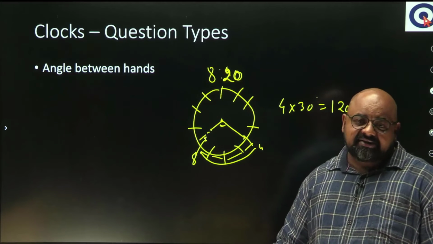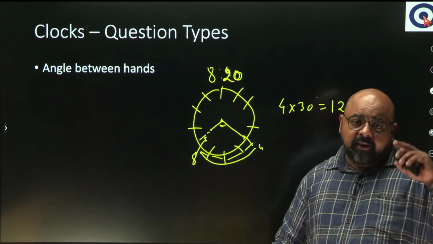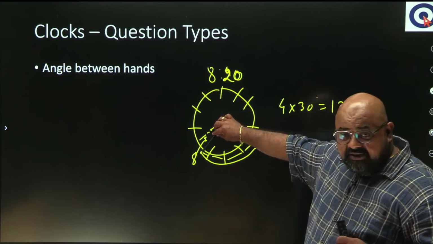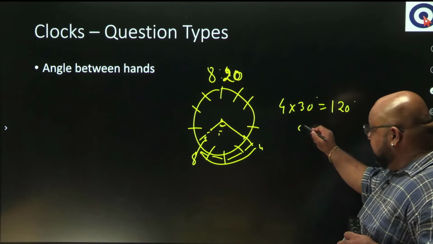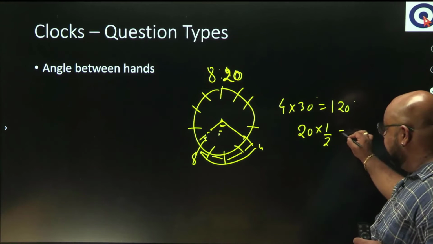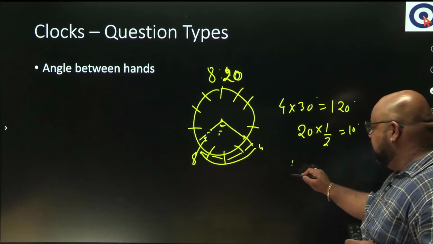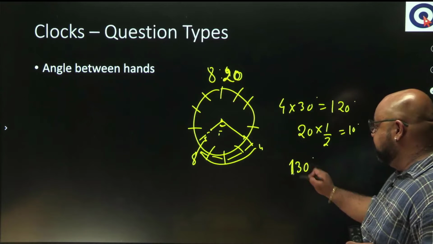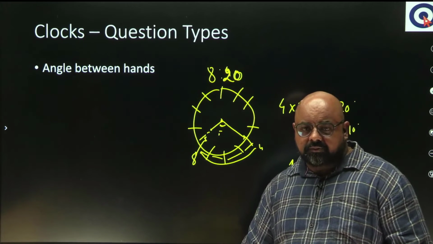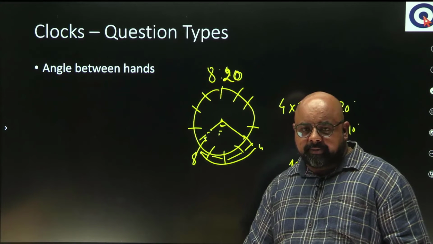How much distance does the hour hand cover? I use the speed of the hour hand, because at 8 o'clock the hour hand was exactly at 8. In the next 20 minutes it will cover how much distance? Time into speed, something that we calculated in the previous slide, therefore 10 degrees. So this entire angle will be 120 plus 10, or 130 degrees, logically speaking. Right?